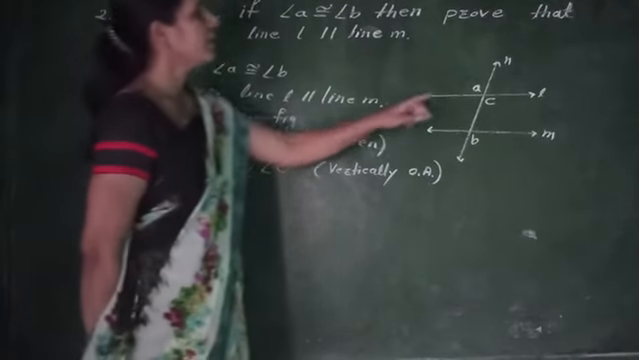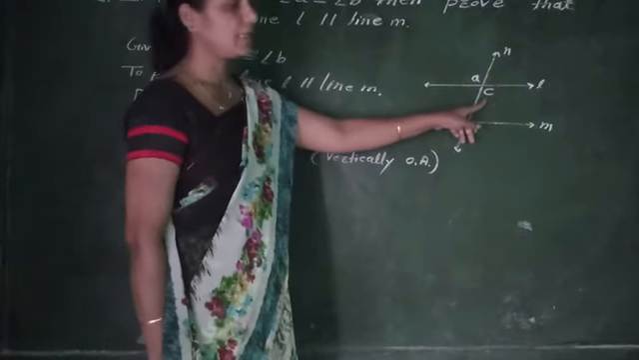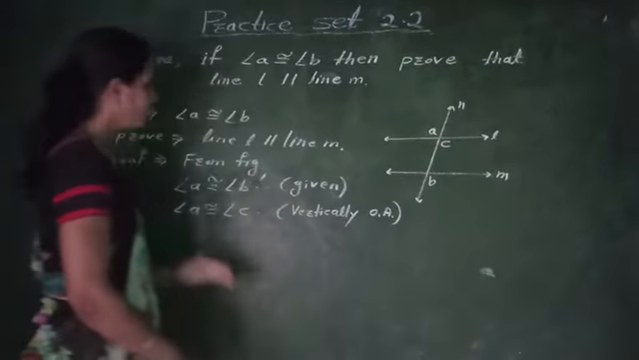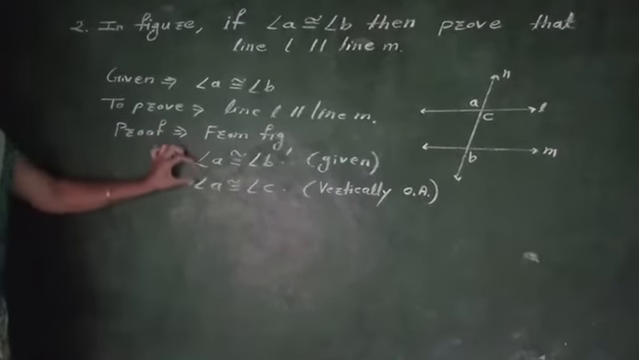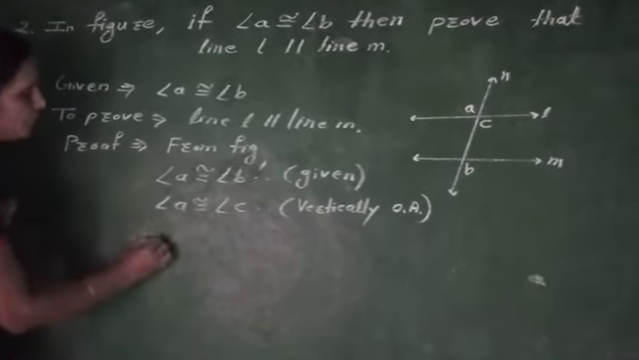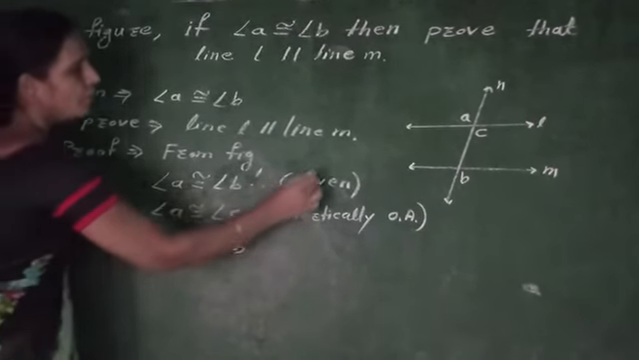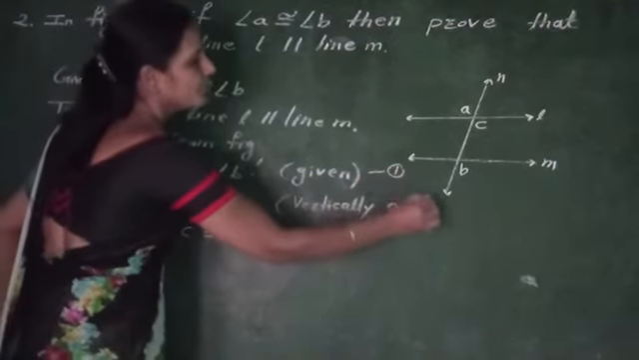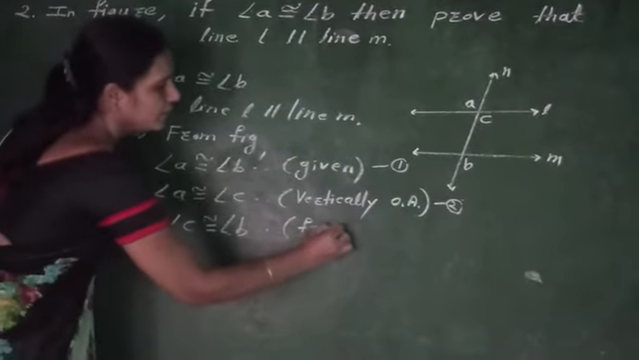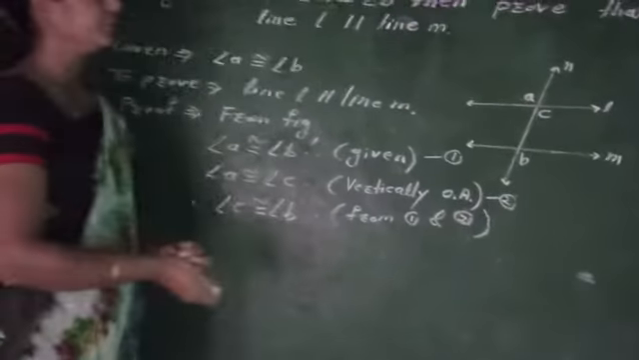Now here A is congruent to B, and also A is congruent to C. It means that angle B and angle C are congruent, since angle A is the same. We write here: therefore angle C is congruent to angle B, from 1 and 2.